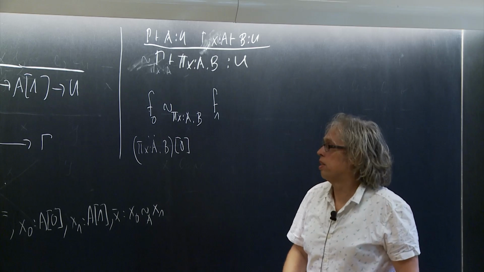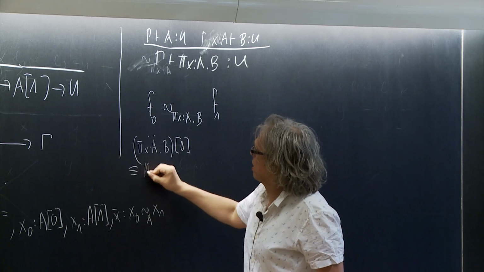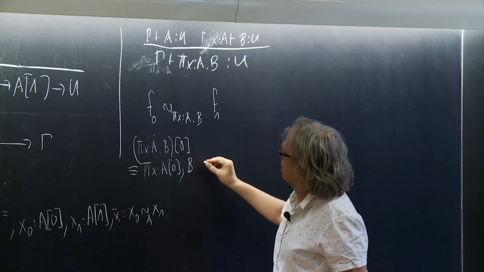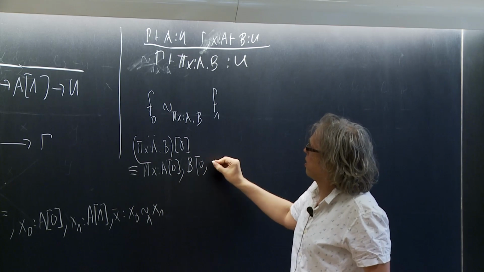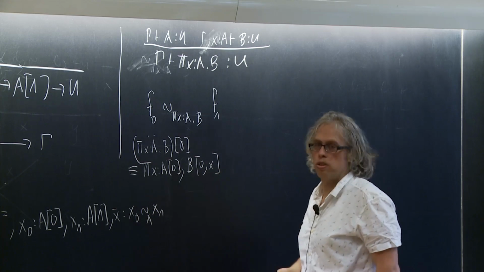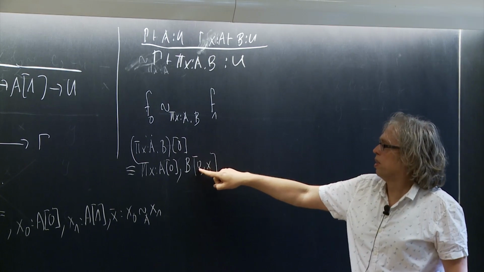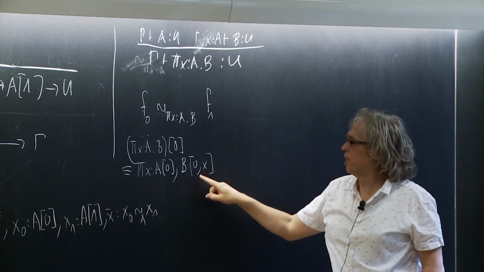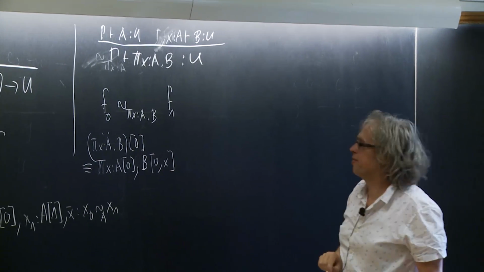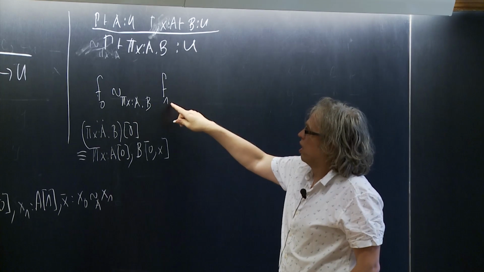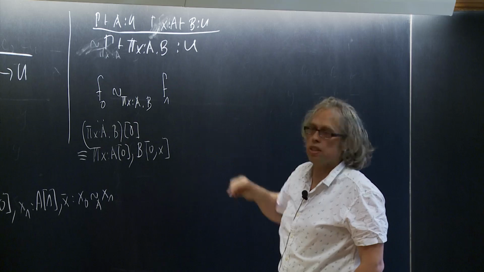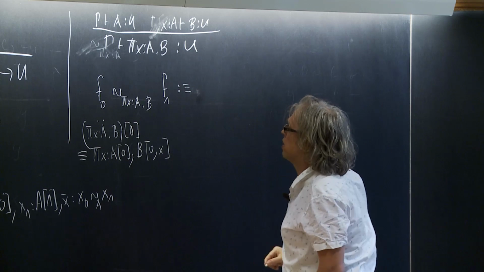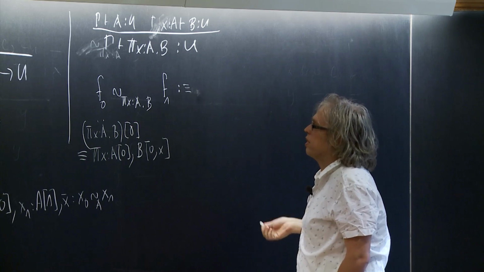Which is the same as pi x A 0, and here B 0, but we have another variable x, which is assigned to itself. I don't want to write B0 alone, because this is B0 in the context gamma, and B lives in the context gamma x. So to make it clear that there is an extra x, I write it down there. And the same just with 0 replaced by 1 for f1. Now I have to give a definition for this. And it's not very surprising.